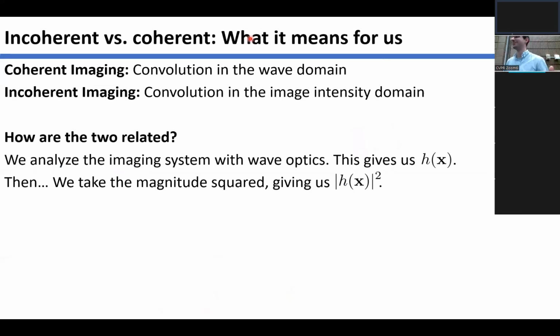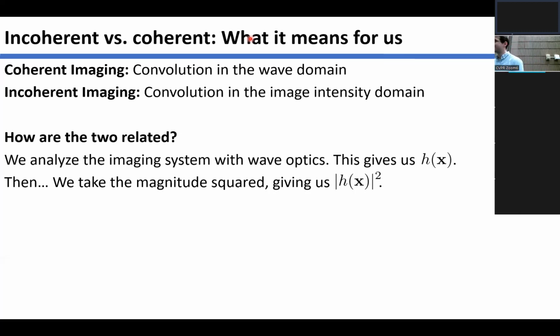So here's basically what it means for us. Coherent imaging is going to be convolution in the wave domain. This is basically the Huygens-Fresnel principle. Incoherent imaging is going to be convolution in the image intensity domain. Like when someone just holds up their camera right there and takes a picture, that's going to be incoherent imaging. He doesn't have a laser pointer or anything like that. He's not doing anything all that fancy, he's just holding his phone up, a very simple thing. That will be incoherent imaging. So really, the thing that we're used to is this incoherent imaging. How are the two related?